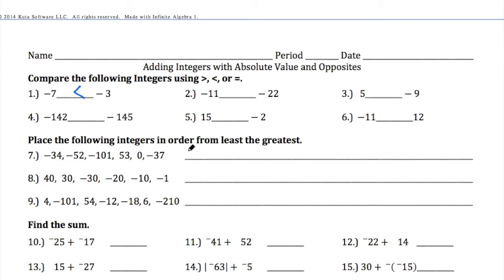Okay, we also want to spend some time putting them in order from least to greatest. The same thing applies. Negative 101 would be our smallest here. Then we would find negative 52, then negative 37, and then negative 34, then 0, and then positive 53.